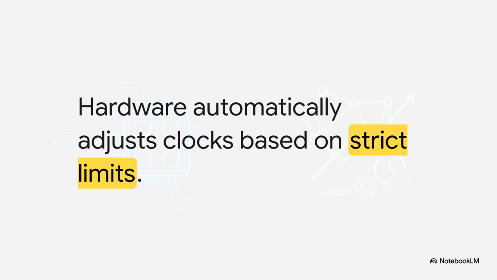But here's the catch, and it's a big one. These clocks aren't totally independent. By default, your system uses this thing called dynamic frequency scaling. Essentially, vendors define performance states, usually called P states, and they tie them strictly to power and thermal limits. The hardware will automatically boost clocks up when there's some thermal and power headroom, and then immediately throttle them back down the second you hit those physical limits.